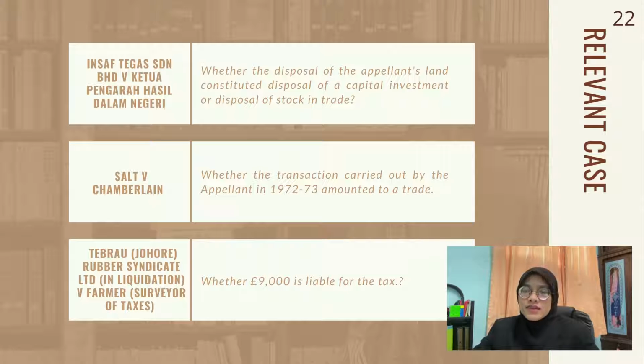The third case is the Brown Rubber Syndicate Limited versus Farmer. The issue is whether £19,000 is liable for the tax. The Brown Rubber Syndicate Limited is a limited company involved in the acquisition and development of rubber estates, cultivation and manufacture of rubber, and sale of the whole or any part of the business. The company expended £29,500 in the purchase and development of the estate at Tebrau, known as Baru and Lama.